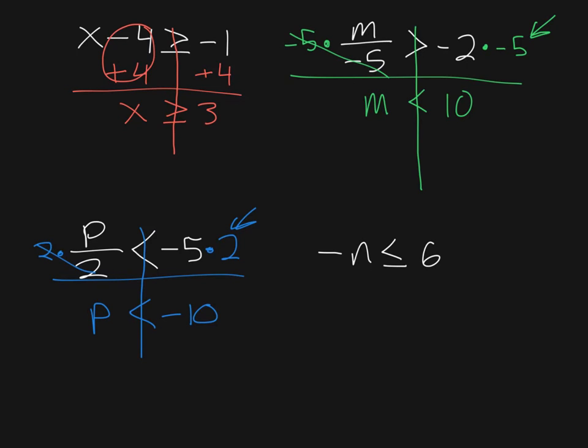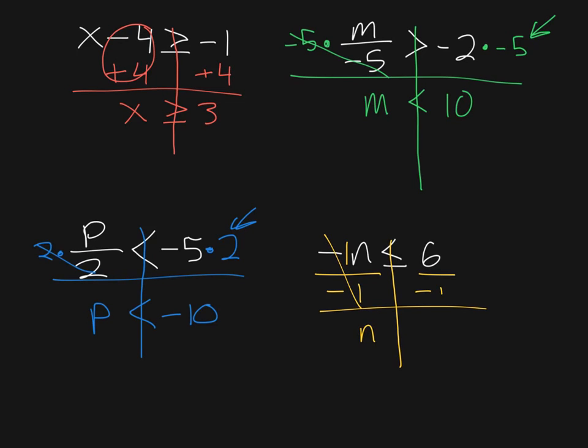In our last example here, this one looks a little tricky. Negative n is less than or equal to 6. Remember, we can think of this as being negative 1n. Negative 1 times n is the same as negative n. So to get rid of that negative 1, we're going to divide by negative 1 on both sides. So we get n over here.